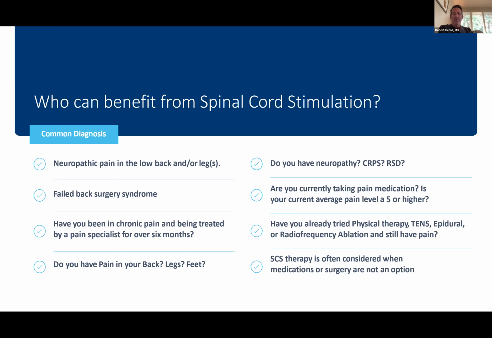So, we typically want to see a pain level of at least 5 or 6 to really justify something like this. And sometimes insurance companies will chime in and say, no, the pain's not bad enough. Easy for them to say, but still they do. They make the rules, unfortunately.